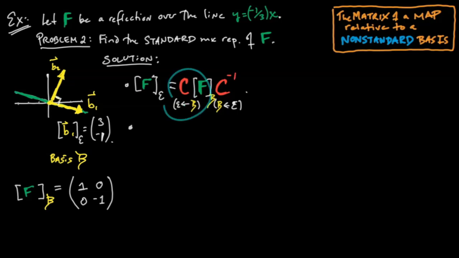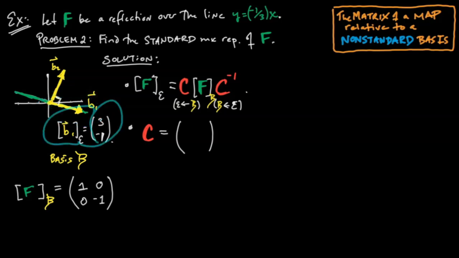Anyway, C is the B to E change of basis matrix, and we know how to find such a change of basis matrix. Its columns are the vectors in B expressed in E coordinates. So let's start with the first vector in B. Well, we've already said that its standard coordinates, its E coordinates, are 3, minus 1. Good. So now we need the second column. That's the second B vector expressed in E coordinates. Well, what's that? We haven't actually written that down.